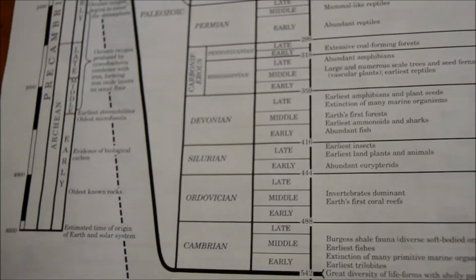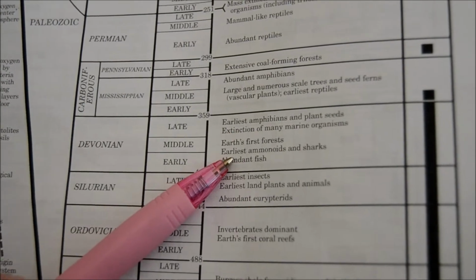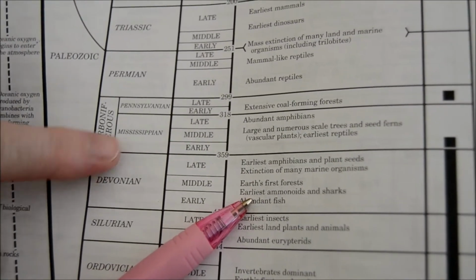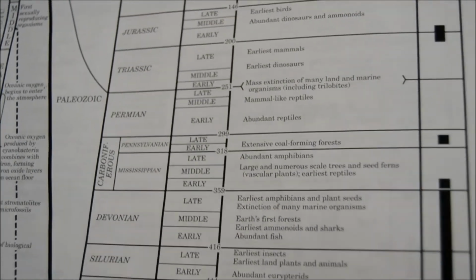Now I gotta find dinosaurs. When did the dinosaurs live? I'm on page 8 in my reference table. Devonian, I don't have dinosaurs. Dinosaurs don't come about until when? The earliest dinosaurs, Triassic. So you would not expect to find dinosaurs in Elmira.